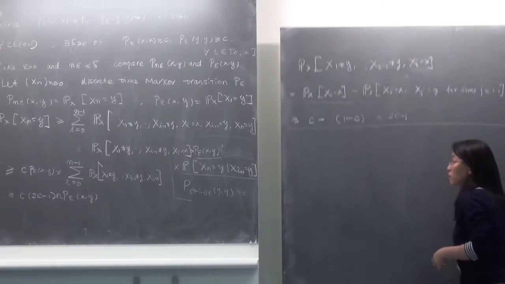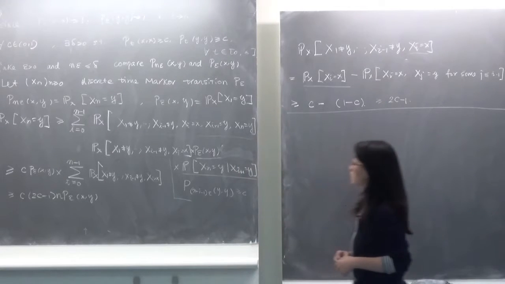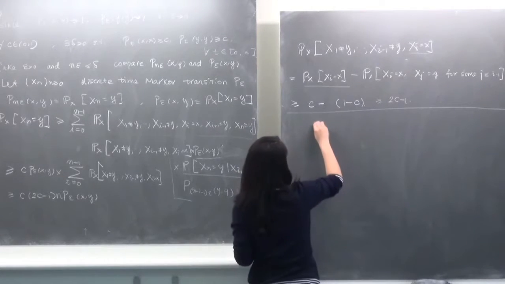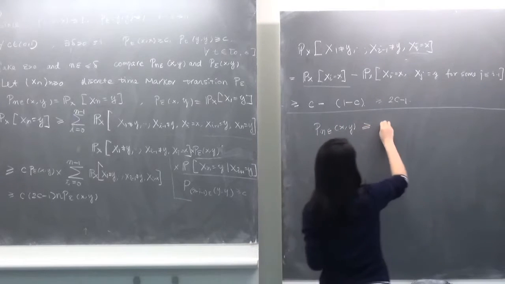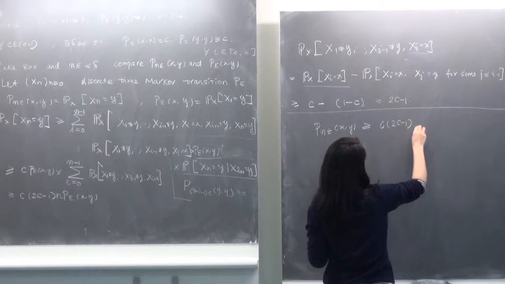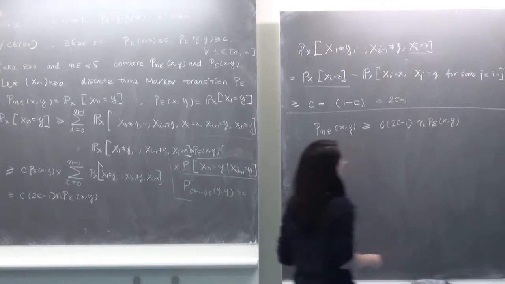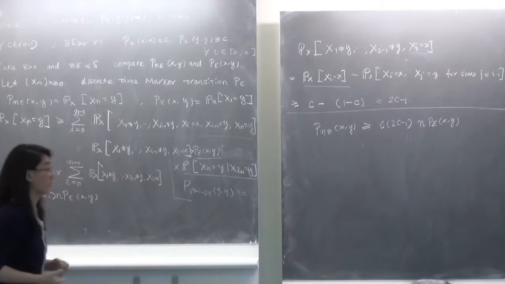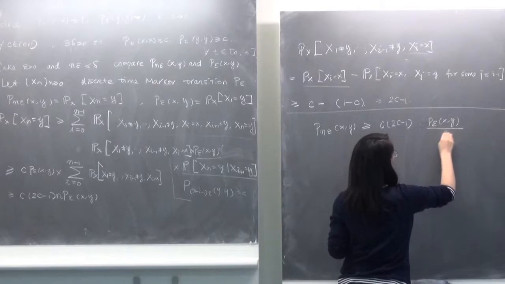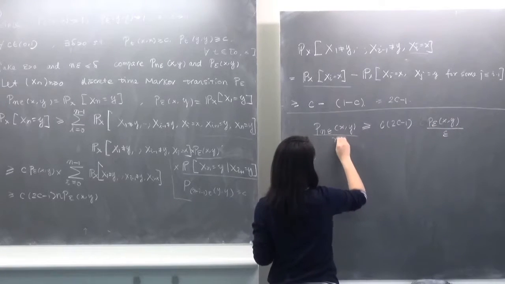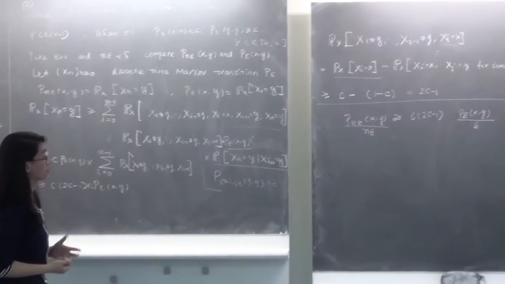Okay, so now what we have is we compare p n epsilon and p epsilon. What we have is p n epsilon xy is greater than c times 2c minus 1 times p n times n times p epsilon. And now we normalize both sides by n epsilon. So this is the conclusion we have.